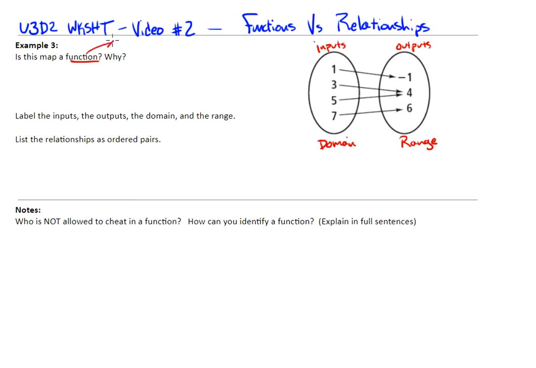Well, let's remind ourselves. Functions say that inputs cannot cheat. Okay? So that means that if I want to figure this out, all I have to do is test my inputs. So I'm going to go here, I'm going to look at number 1. Number 1 is in one singular relationship, so he's good. Number 3, she is in one singular relationship. Right there, she's good. She has only one arrow coming off. 5, one arrow, so he's good. 7, one arrow, so he's good.